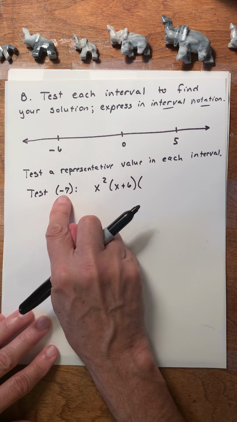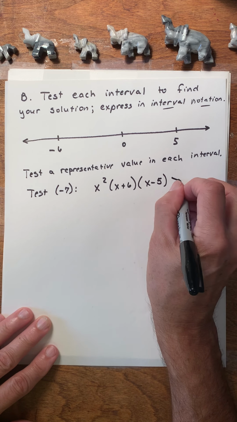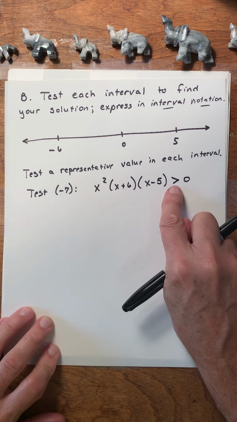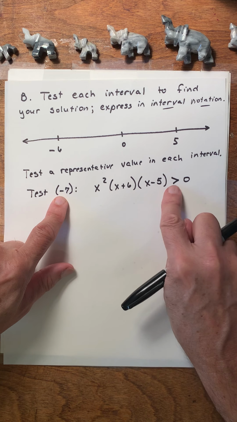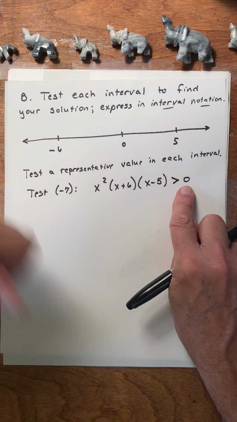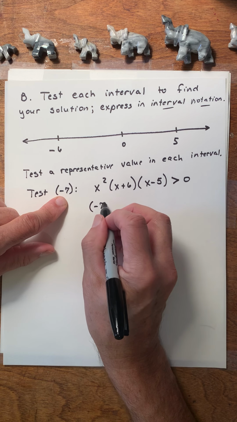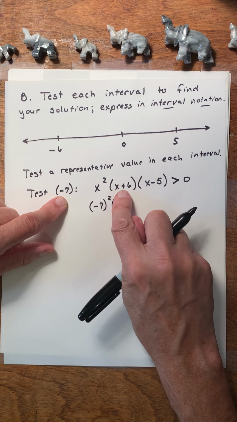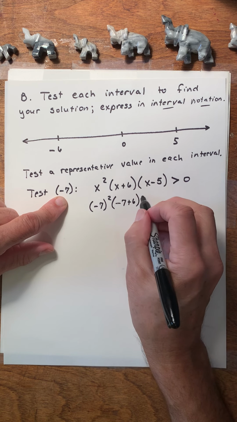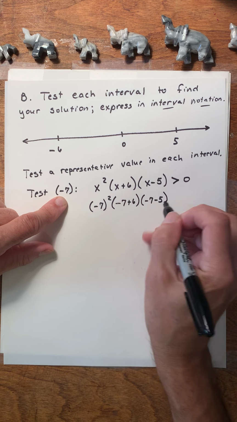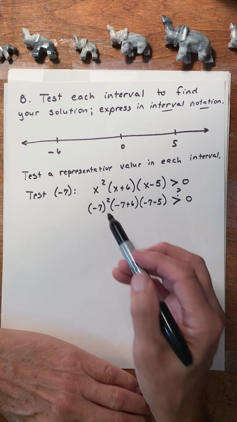Everywhere there's an x, I'm going to put a -7, and I'm going to see if it's greater than 0. If what I get when I put -7 in this is greater than 0, then this is a good section. So let's go. Everywhere there's an x, I'm going to put a -7. -7 plus 6, -7 minus 5. The question is, is that going to be greater than 0? I don't know. Let's find out.